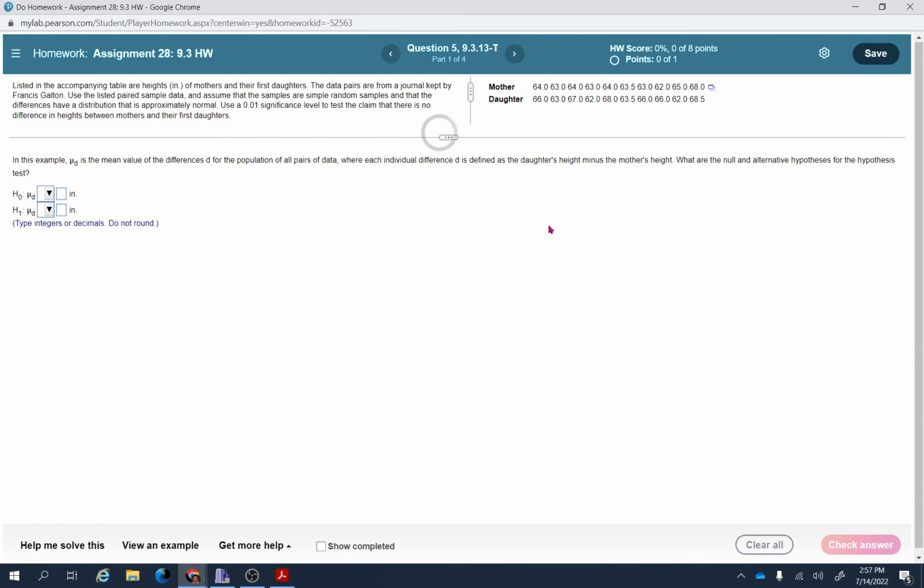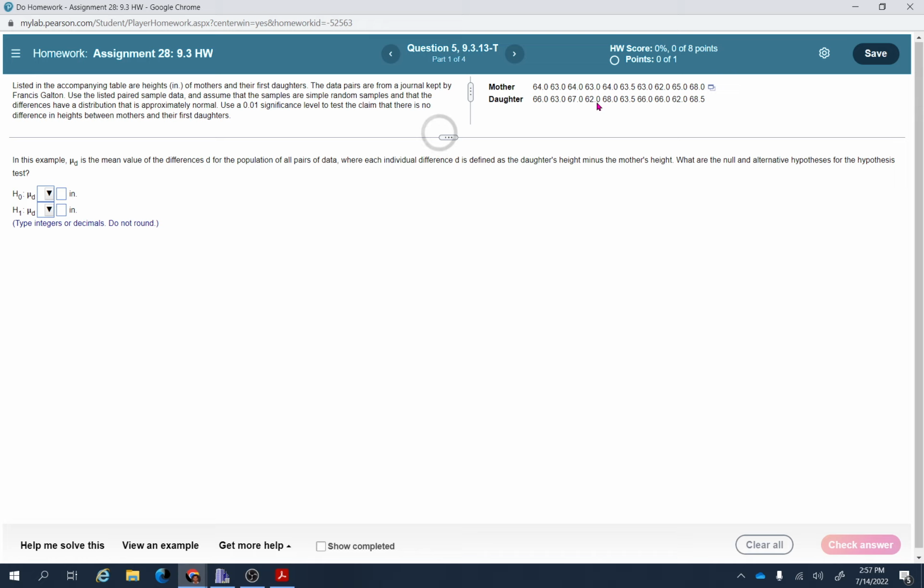Okay, problem from section 9.3, question number 5 I'm doing here, but for any questions you can use the same idea for this section. Listed in the data you can see the data of height of mother and daughter, and they appear as a pair. The data pairs are from a journal kept by Francis Galton. So this is the data we have been given.